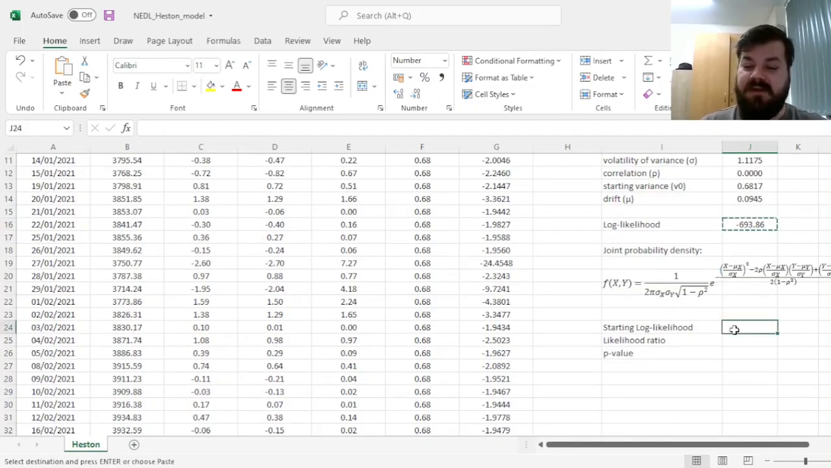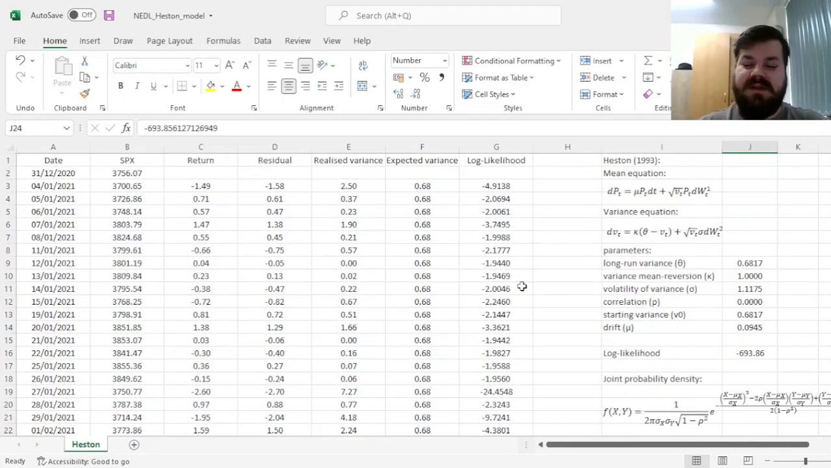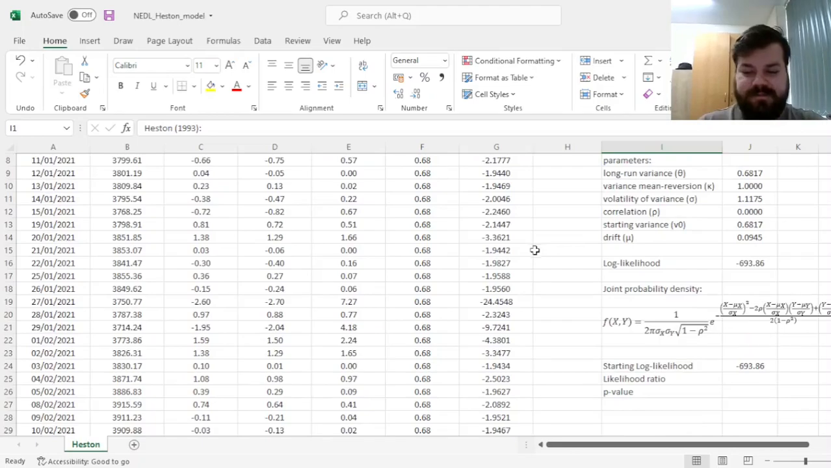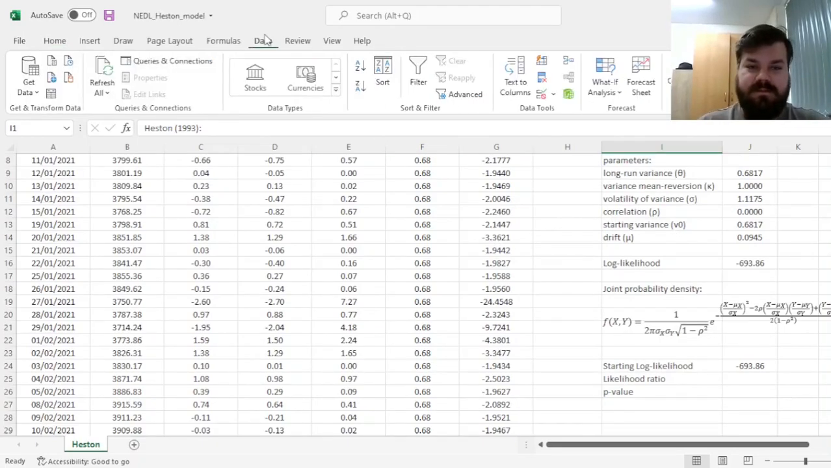Let's keep track of this particular value as we would compare it to the value that we would obtain when we optimize the parameters to determine whether the model is statistically significant, whether the model works for S&P 500, whether there is something in the Heston model that is not captured by the constant volatility specification. So now what we have to do is we have to run solver.